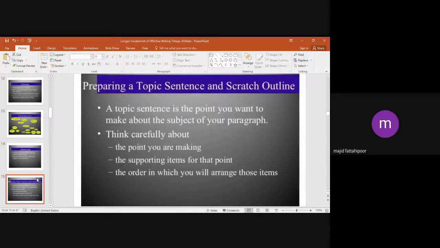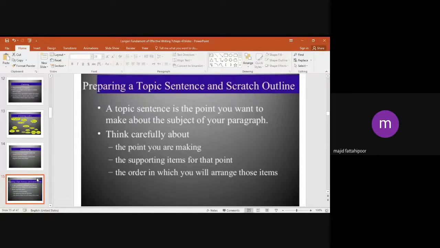Now, after all this, we come to the point that we want to actually write, or put down our pen on paper or our fingers on keyboard, which is preparing the topic sentence and a scratch outline. First of all, it begins with a definition of topic sentence. Everyone knows that a topic sentence is a point you want to make about the subject of a paragraph. So it's not only a subject, it's also a point that you want to make about that subject.